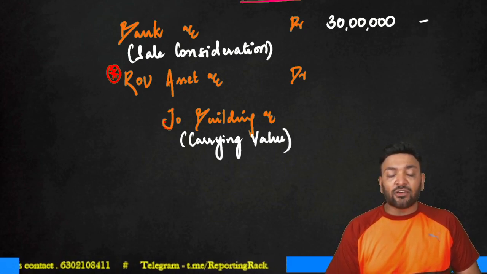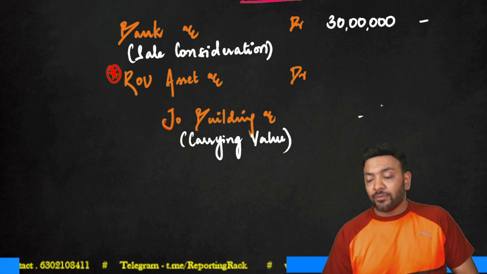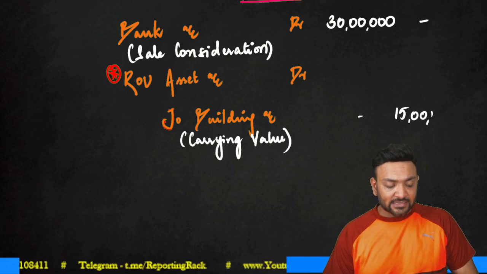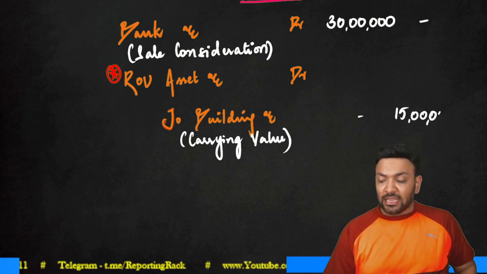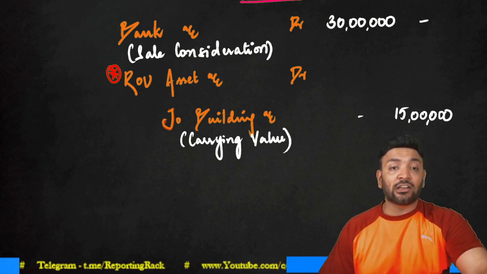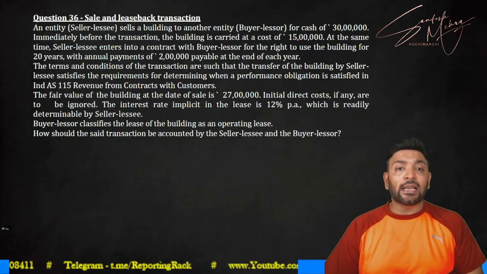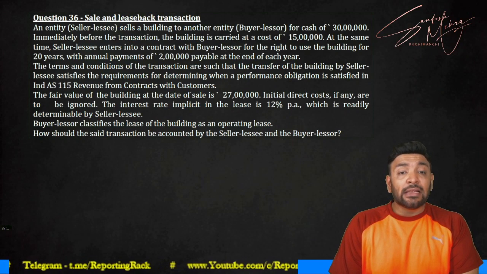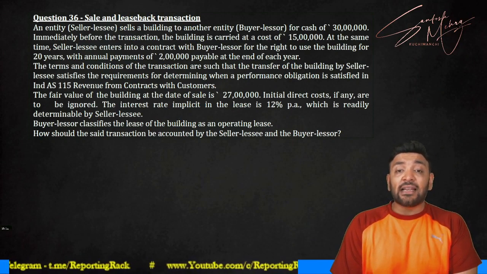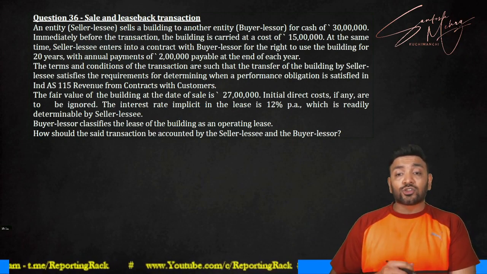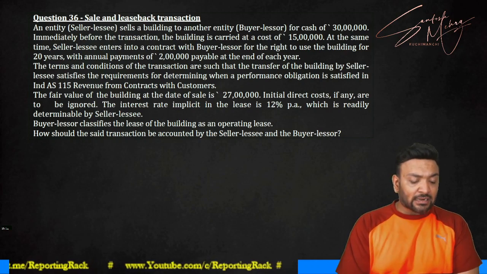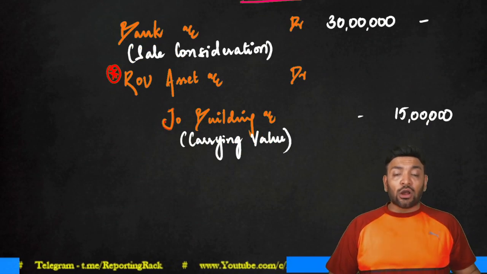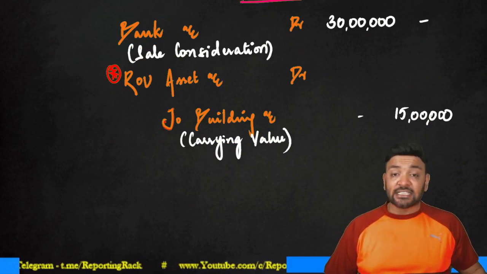What is the carrying value of the asset to be de-recognized? Already given to me that the carrying value is exactly 15 lakhs. This is already given in the question. If you want, I can check back the question and I can tell you. Look at it. He has clearly given me in the second sentence that the building was carried at a cost of 15 lakhs. So that amount of 15 lakhs I am de-recognizing. So the asset is sold out, derecognized from the books of seller lessee.